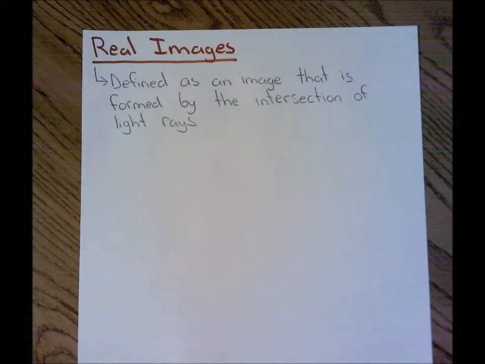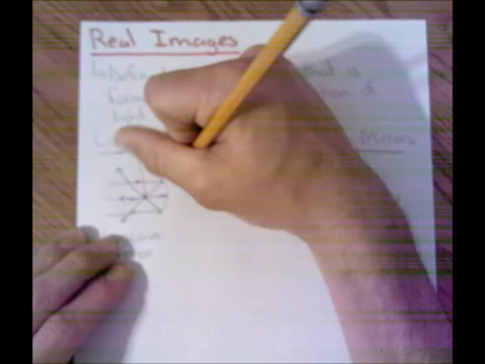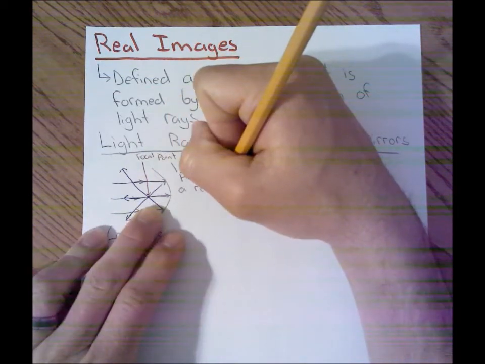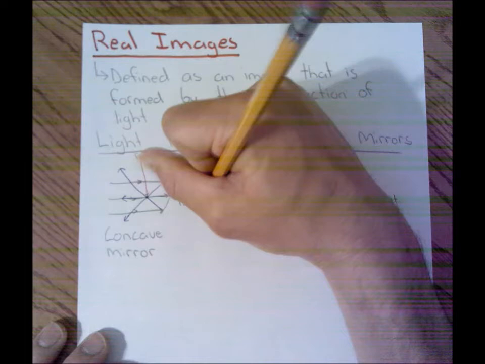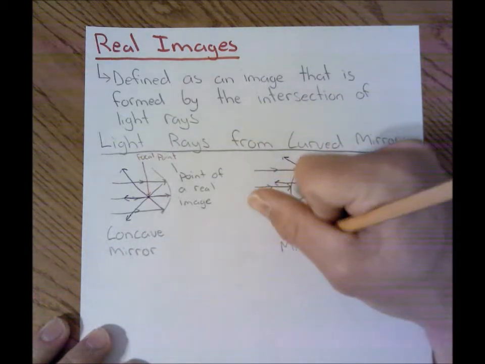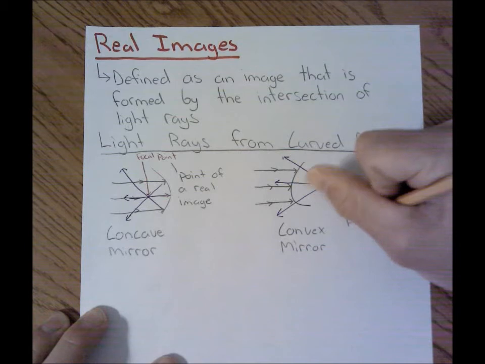So there are the ray diagrams from our two mirrors again, and we have an important point we have to make here. The focal point is very important because the focal point is actually the point of the real image. So for a concave mirror, the light rays are all going to bounce and intersect back in front of the mirror, and that is the point of the real image. Now, for a convex mirror, the focal point is going to be behind the mirror, and again, that focal point is going to serve as the point for a real image.